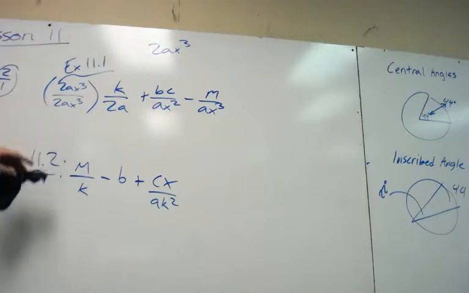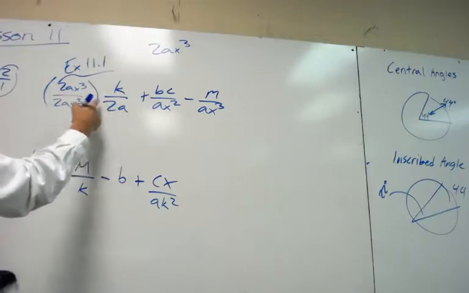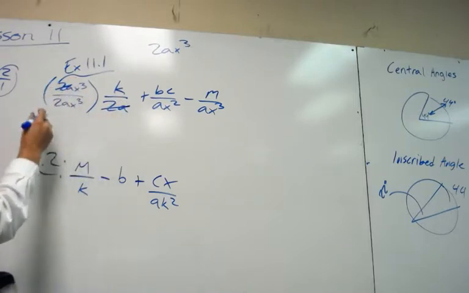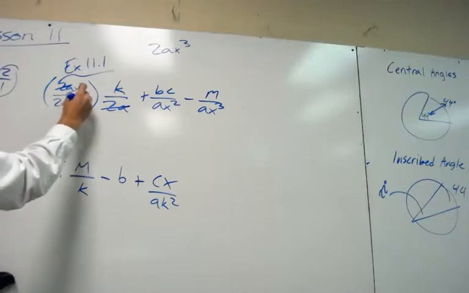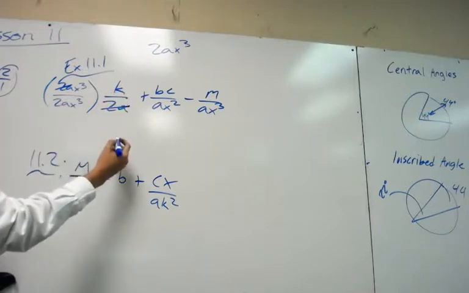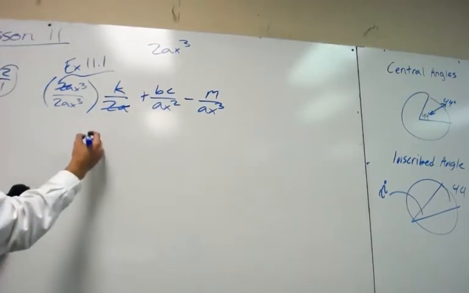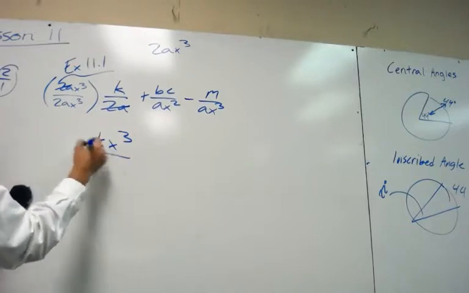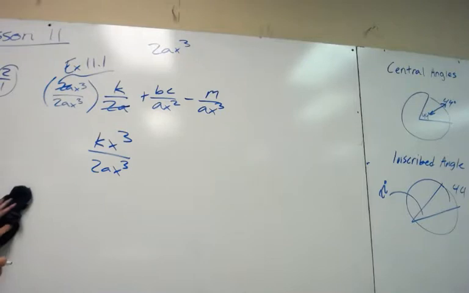So what we do is we cross out what we have in common here. 2a is already there, and 2a is already here, so those can cross out. So we multiply x cubed times k and get, let's erase this for now, kx cubed over your least common denominator. So we got that one figured out.